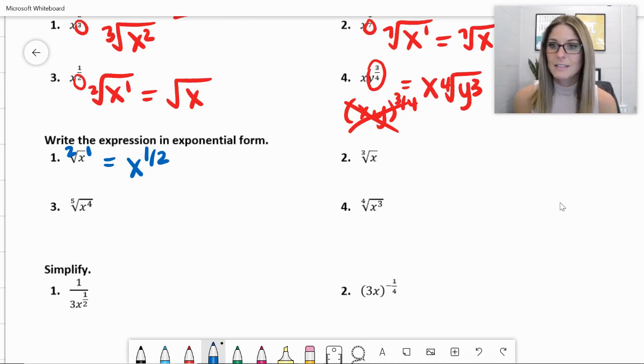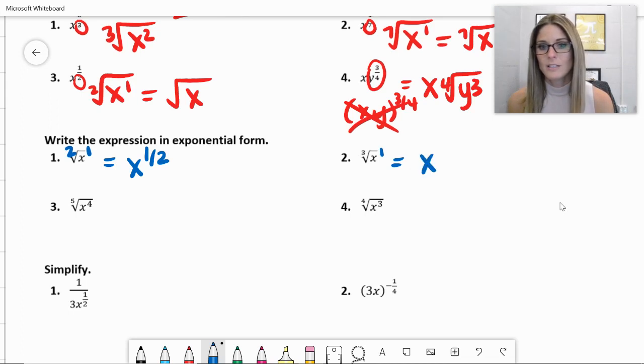Remember, the index from the radical becomes my denominator. Try it again on number 2, plain old cube root of x. Again, you have an understood 1, so it's going to be x raised to the 1/3. Number 3, 5 is the index. That's going to be my denominator. So x to the 4/5.